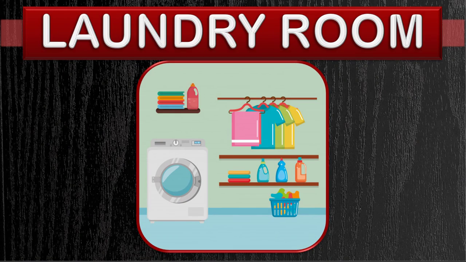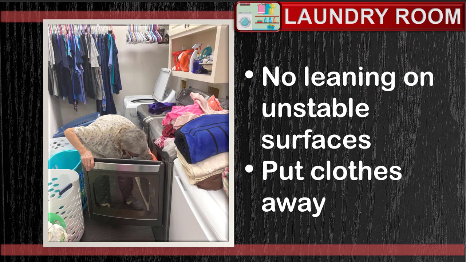The next room we're going to be going over is the laundry room. When you're in the laundry room, one of the things that you're probably going to do is get your clothes in and out of the washer and the dryer. Now you want to make sure that you're not leaning on this door handle for the washer or the dryer. It's not stable and you shouldn't be leaning on any unstable surfaces anyway.